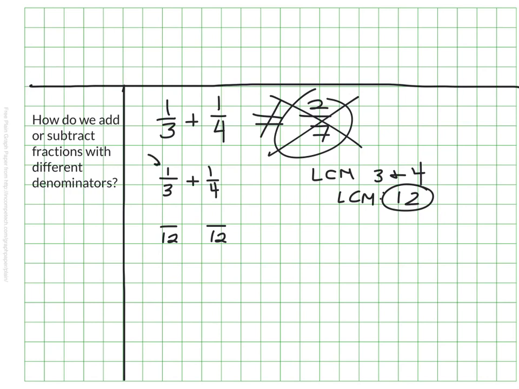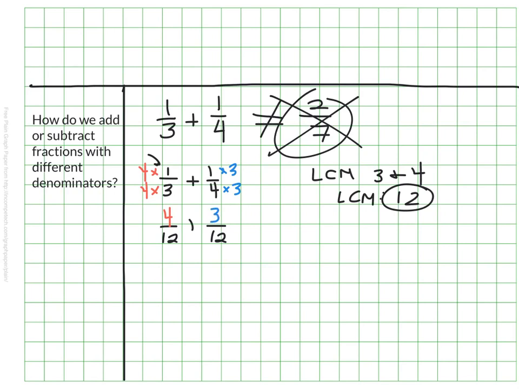And so I can think to myself, well, I had to multiply my 3 by 4 in order to make 12. So I'm going to do the same thing on the top. 1 times 4 is 4. That's my new numerator. Over on the other fraction, I had to multiply 4 times 3 to make 12. So I'm going to do the same thing on the top. 1 times 3 is 3.